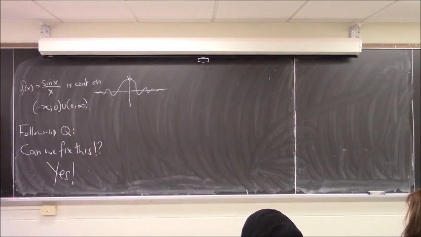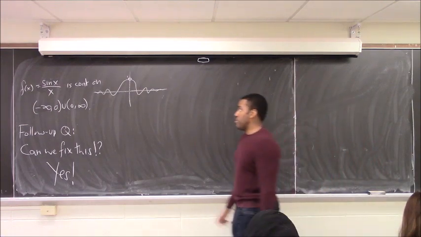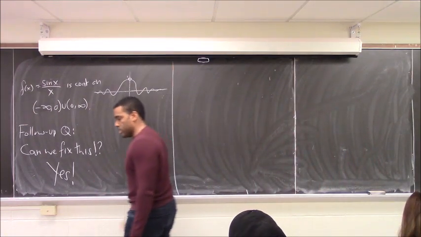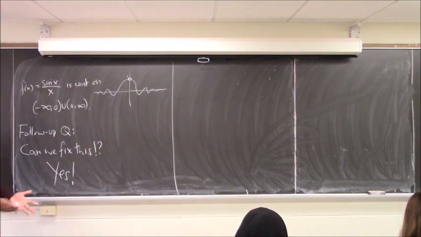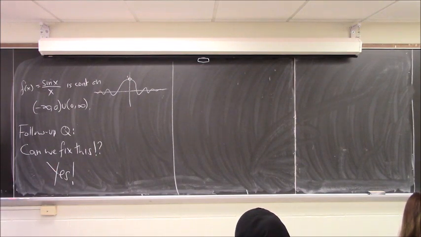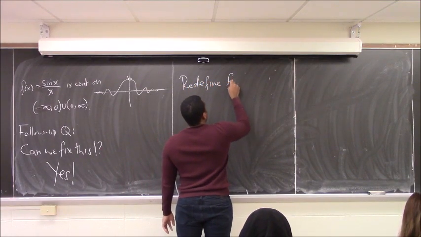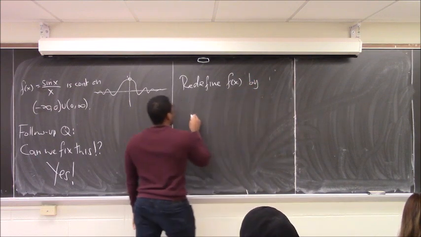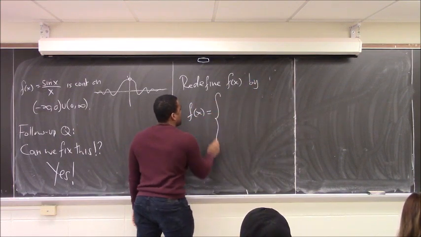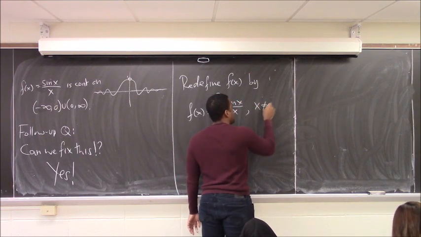Sometimes we have functions that are trouble, and the previous example should have hinted this to you. Sometimes functions are trouble, but they're only trouble at a finite number of points. You can always fix this situation. You can always create a new function that respects the old function in the spirit of what it's supposed to do, but at the same time, it's nicer to do mathematics with. So what you could do here is redefine f of x by the following. Just make it a piecewise function. Let it be whatever it wants to be at every point except the point that's bad.